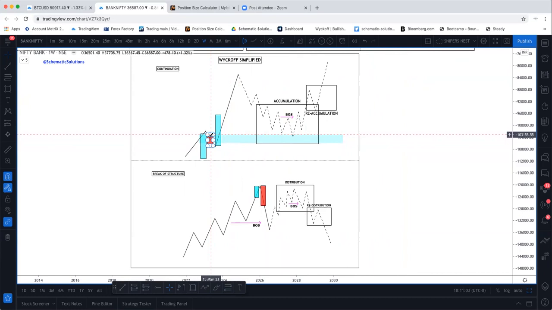For example, let's say you have a 30 pip take profit and you risk 10 pips on it. That means you would have a 1 to 3 risk to reward. But if instead of a 10 pip stop loss, you had a 1 pip stop loss, that would change your 1 to 3 to a 1 to 10, meaning for every $1 you'd make, instead of making $3, you'd make $10, which is why I personally trade Wyckoff.